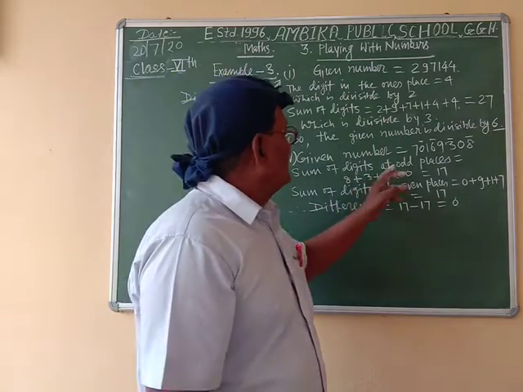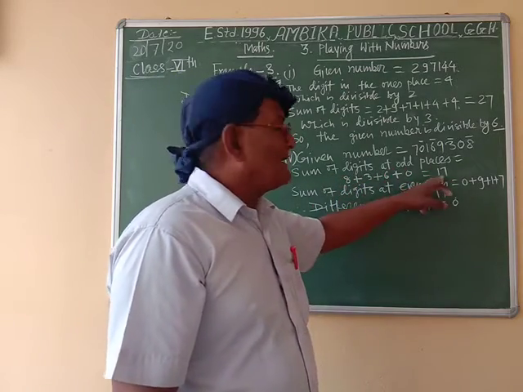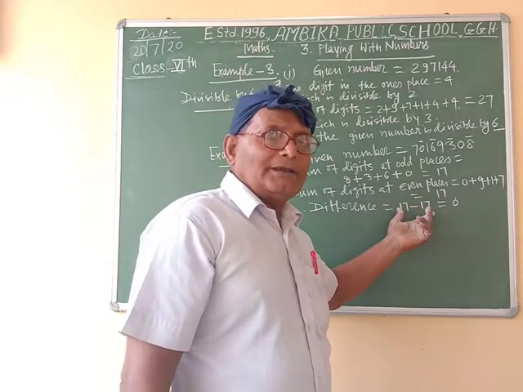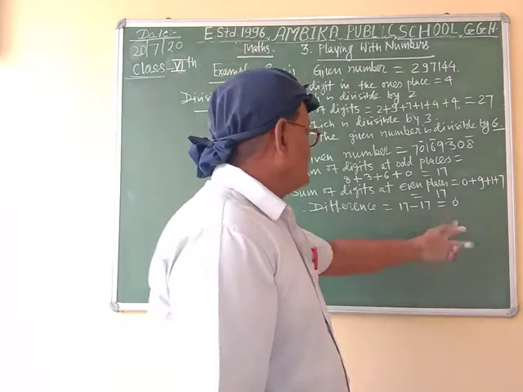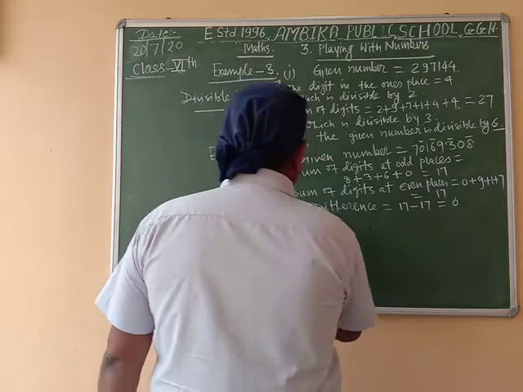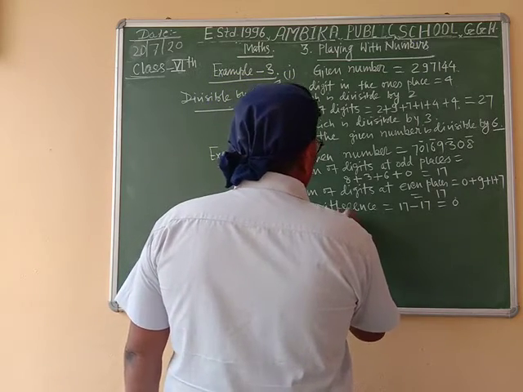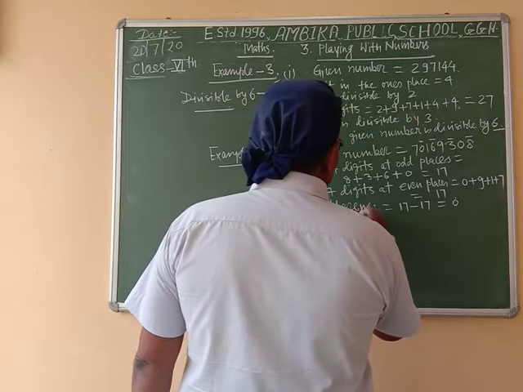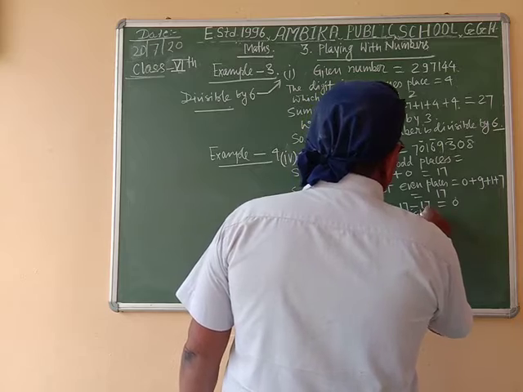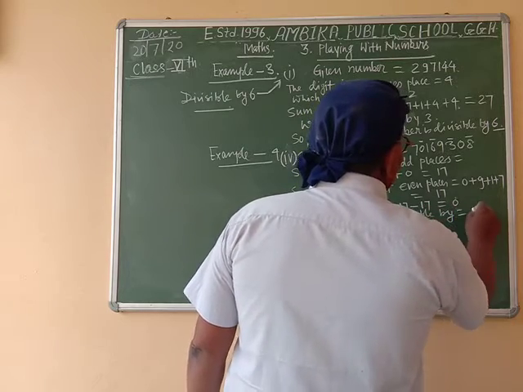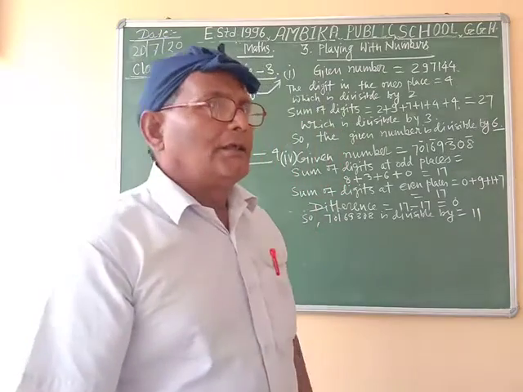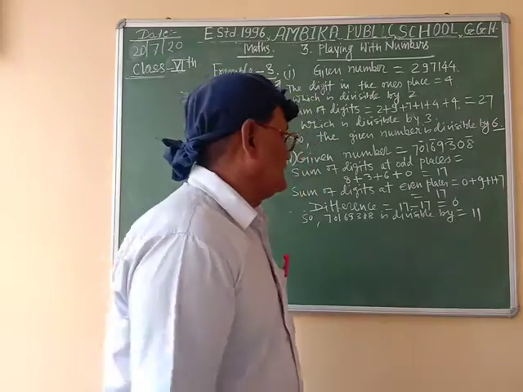Here we see that the sum of digits at odd places is 17 and the sum of digits at even places is 17, and the difference of these sums is equal to 0. So 7069308 is divisible by 11. Proved. We have determined the given number is divisible by 11.